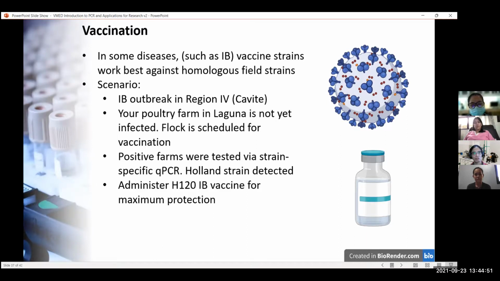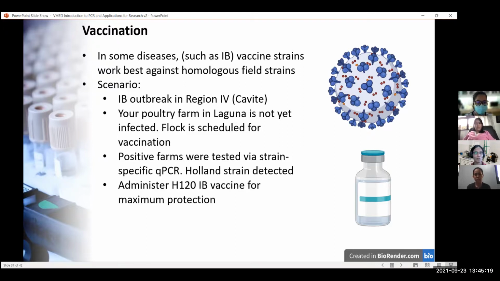Then the poultry farm in Cavite, which is positive, was tested, and it was identified to be a Holland strain because of PCR. So what you'll do is administer the H120 IV vaccine for maximum protection. Because if you vaccinate with a heterologous strain, for example a Massachusetts strain, you might get only 80% instead of 100% or 95%.